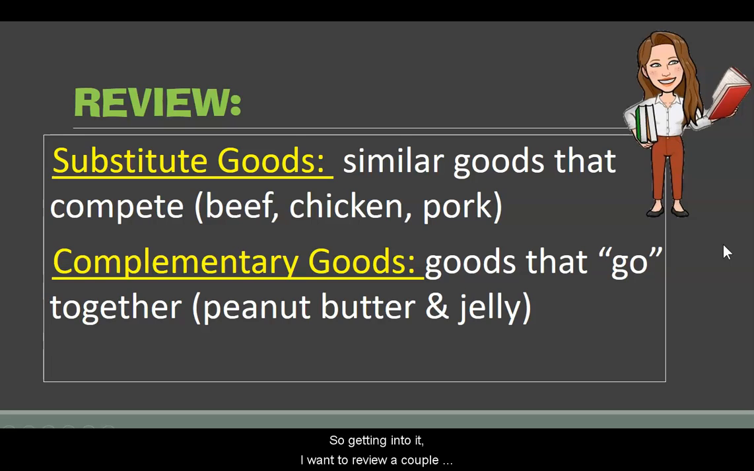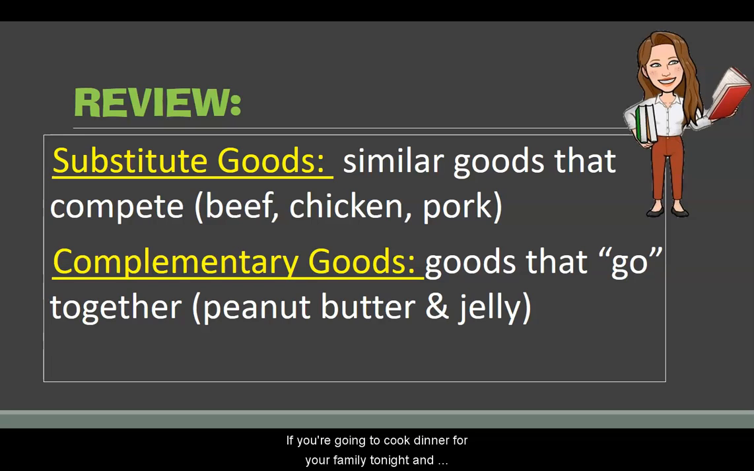Alright, so getting into it, I want to review a couple things that we're going to be mentioning later in this video. To review, substitute goods are similar goods that compete against each other. The example listed here is beef, chicken, and pork. If we have a sale, for example, for beef, the demand for beef is going to increase, right? You love getting a sale and a discount. Who wants to spend more money than they have to? So if beef is on sale, people are going to buy beef.